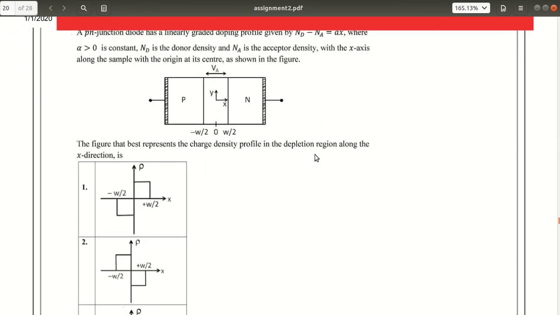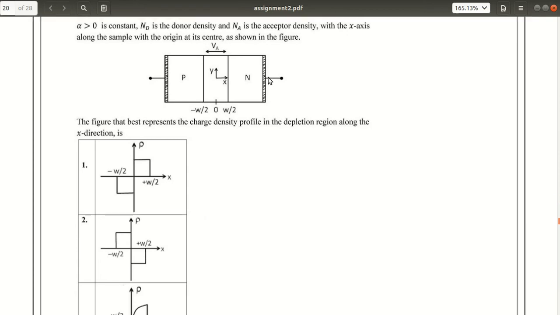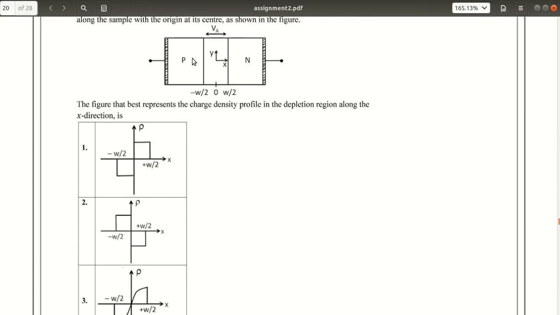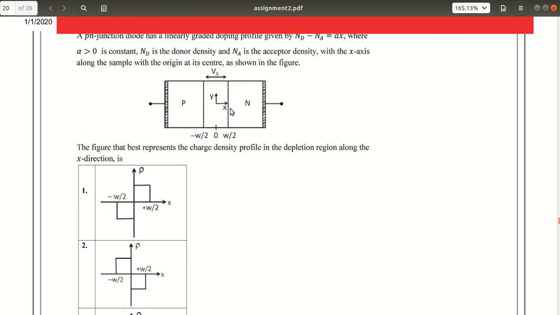Now here a PN junction diode has a linearly graded doping profile given by N_D minus N_A equal to alpha into x, where alpha is greater than 0, N_D is the donor density and N_A is the acceptor density. The x-axis is along the sample with the origin at the center as shown in the figure. So here this PN junction diode is shown, and we need to find the best possible representation of rho versus x.